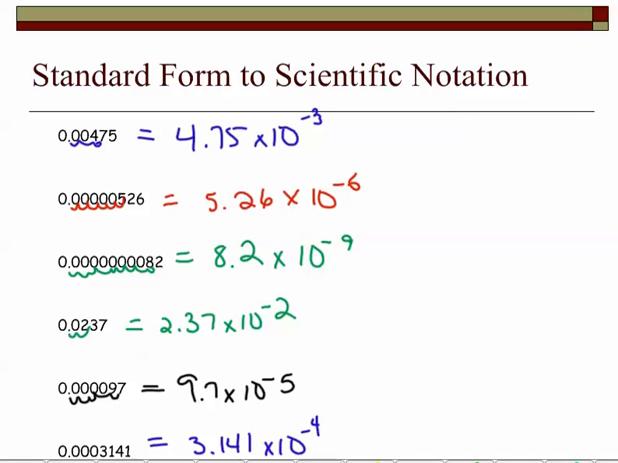Okay, so remember, if our exponent on our 10 is positive, we're talking about a number that's larger than this first number in scientific notation. If we're talking about a negative exponent on that 10, we're talking about small numbers.